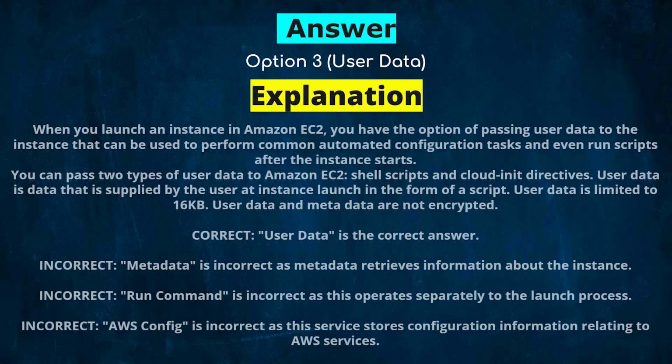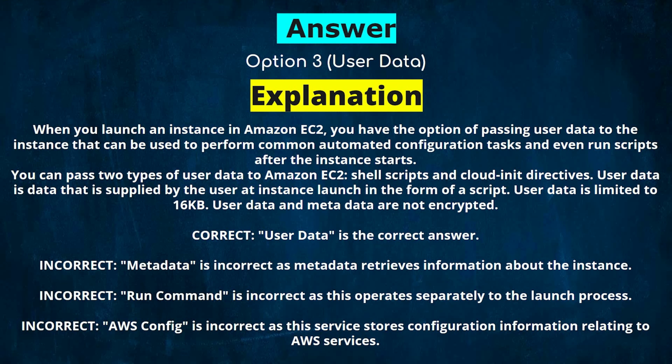Explanation: when you launch an instance in Amazon EC2, you have the option of passing user data to the instance that can be used to perform common automated configuration tasks and even run scripts after the instance starts. You can pass two types of user data to Amazon EC2: shell scripts and cloud-init directives. User data is data that is supplied by the user at instance launch in the form of a script. User data is limited to 16 KB. User data and metadata are not encrypted. User data is the correct answer.